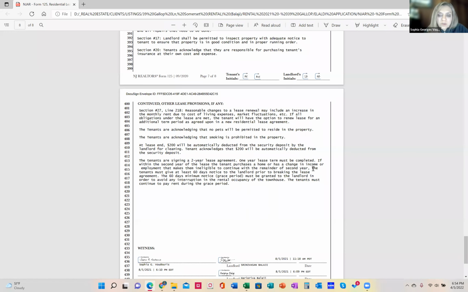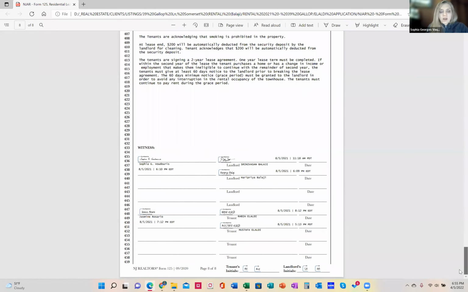Second year, purchase a home, income. This one was just a special circumstance I added here because the tenants were saying, we're going into a 2-year lease, but what if we want to buy a home in between? So the landlords were flexible in this case where they would have okayed that as long as they're given adequate notice so that they can get a new tenant. So that's just the little blurb here. So this is all just customized for your landlord. That's it. And they sign it, like you would.